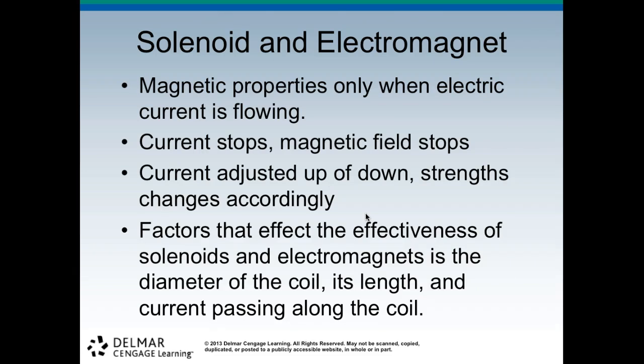Magnetic properties are only present when the electric current is flowing. So if there is a current, there are magnetic properties. If there is no current flowing, it stops, so there's no magnetic field. The current can be adjusted up or down, so the strength changes accordingly. The factors that affect the effectiveness of the solenoid and electromagnet are the diameter of the coil, its length, and the current passing along the coil. So those are the factors that affect it. It is the diameter of the coil, the length of the coil, and the current passing through the coil.